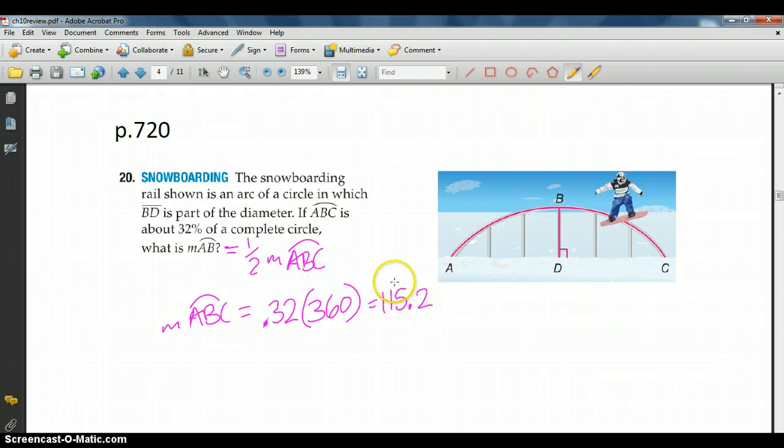So substitute that back in here. We can figure out what AB is because it's going to be half of ABC. So let's take half of 115.2. And my answer is 57.6 degrees.